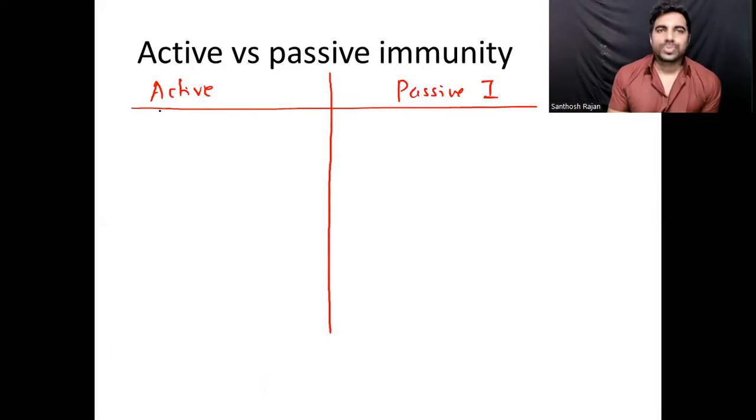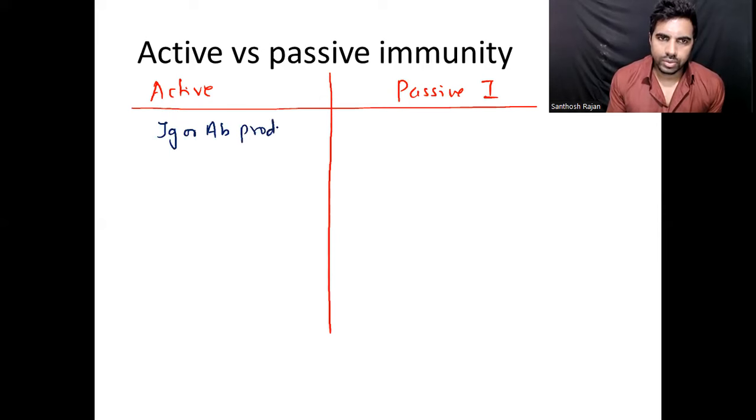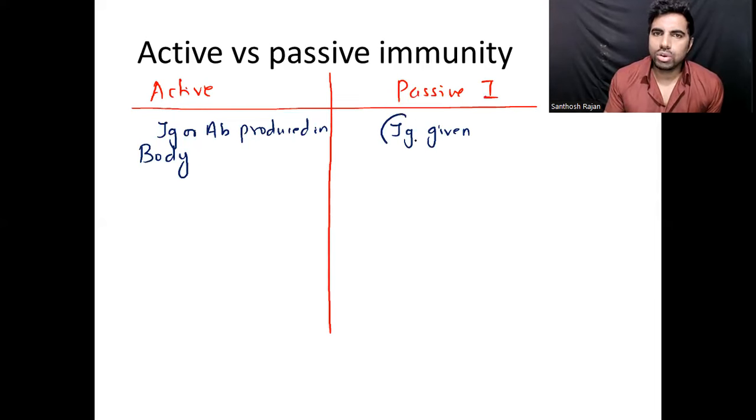Active is when the immunoglobulin or antibody is produced in our body itself. Passive usually means antibody is given from outside. Artificial antibody or any immunoglobulin is given from outside, not produced in the body.